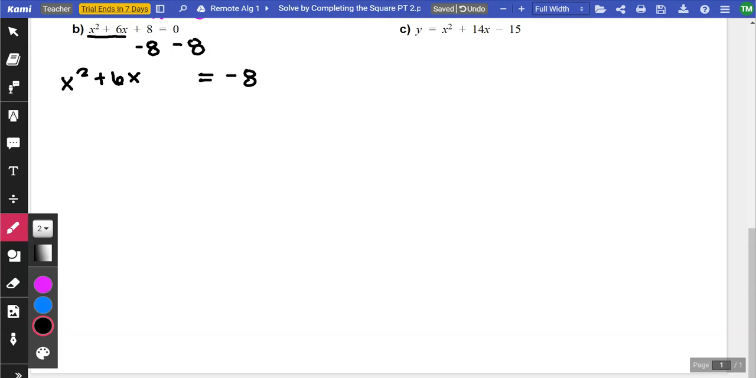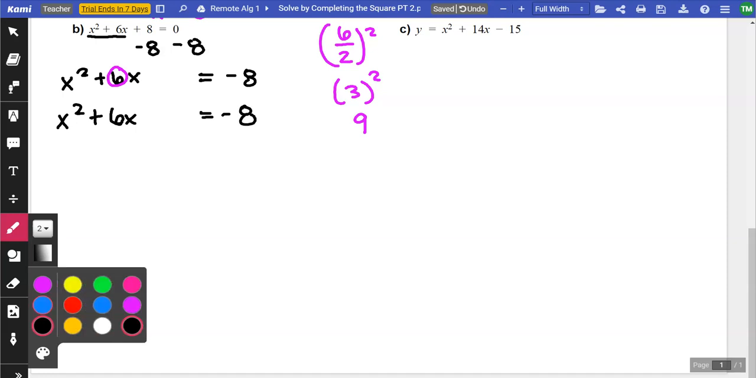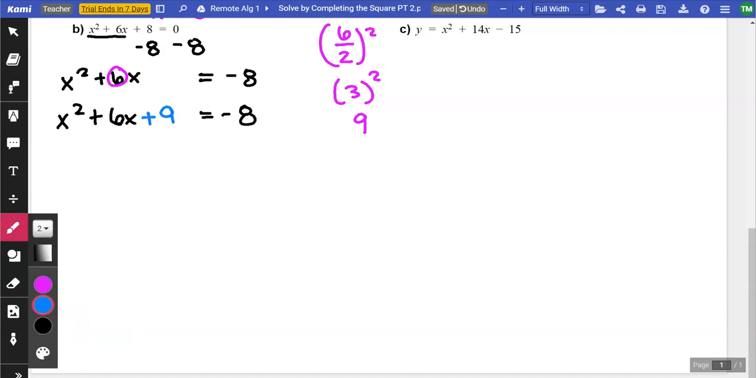From there, you take your b, which in our case is 6, and you divide it by 2, and then square it. So 6 divided by 2 is 3. 3 squared is 9. Then you need to take what you found in that step. So what we found was 9, and you need to add it to both sides. So we're going to add 9 to this side and this side. What you do to one side of an equation, you absolutely have to do to the other. Otherwise, it wouldn't be equal anymore.